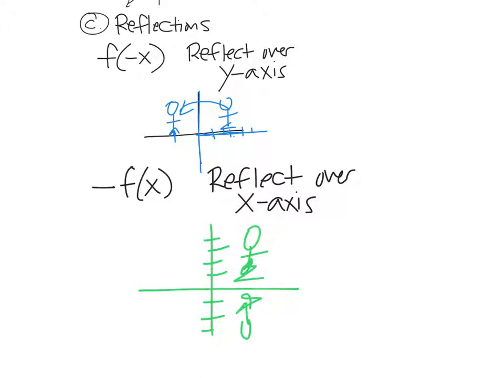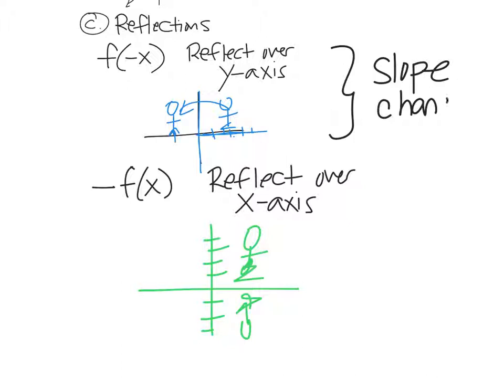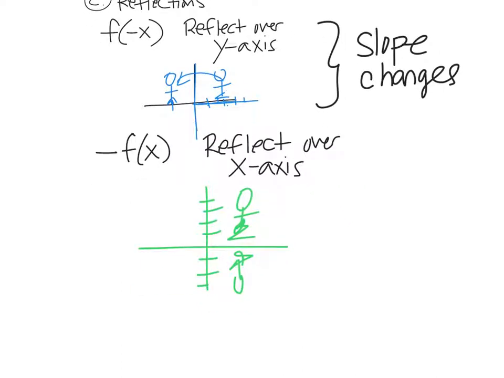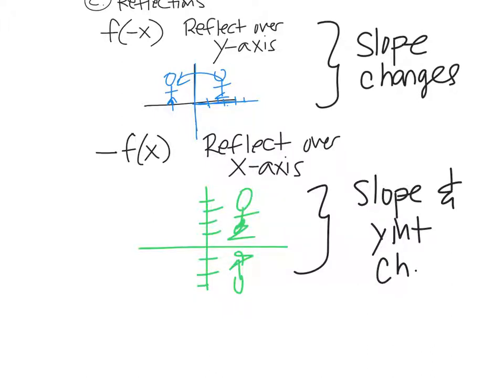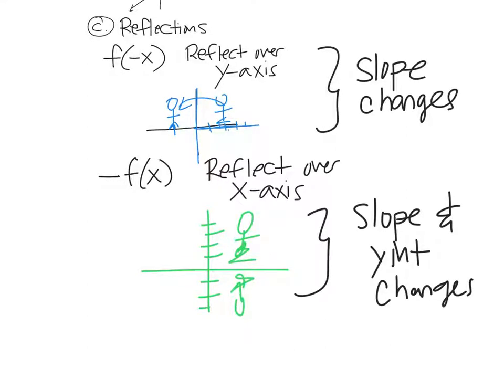Now, there's also an easy way to remember this. We're going to just do lines. We're not going to do parabolas yet, but we're going to do the lines. If you reflect over the y-axis for this one, only your slope changes. Okay? If you reflect over the x-axis, both your slope and your y-intercept will change. The entire function changes. So up top, only the x changes for over the y-axis, and down below, both of them will change. Okay?